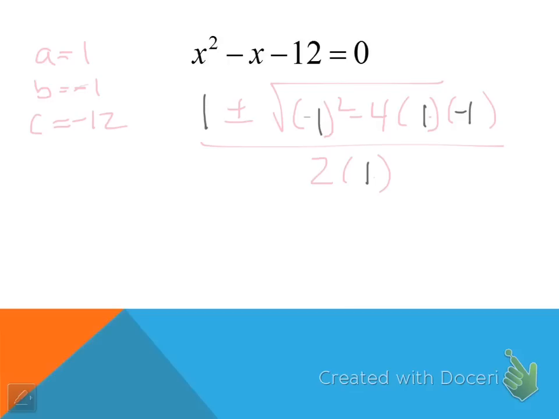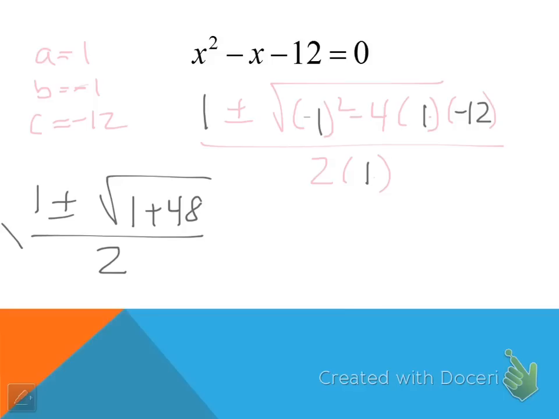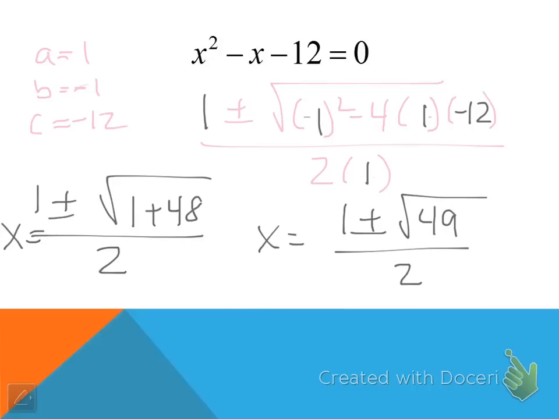Okay, so we got 1 plus or minus negative 1 squared is 1. Negative 4 times 1 is negative 4 times negative 12 is positive 48. 2 times 1 on the bottom is 2. So we got x equals this so far. So x equals 1 plus or minus the square root. 1 plus 48 is 49. Square root of 49 is 7.